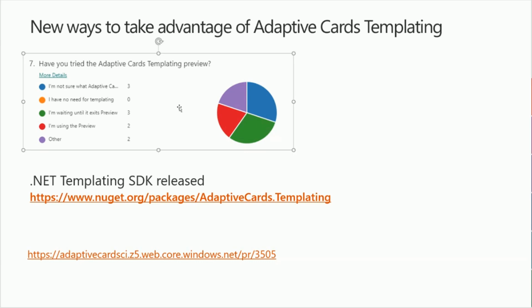But this is the responses from the community call last month, where I had asked, have you tried adaptive cards templating? And this blue was like 35% or something along that, who just said, I'm not sure what adaptive cards templating is, which was somewhat surprising.